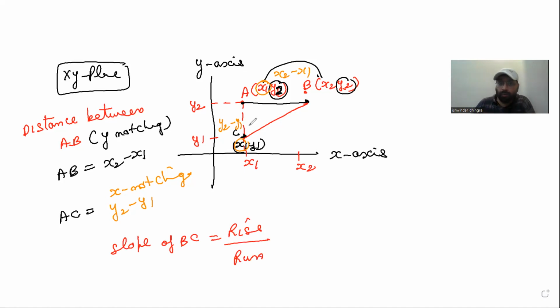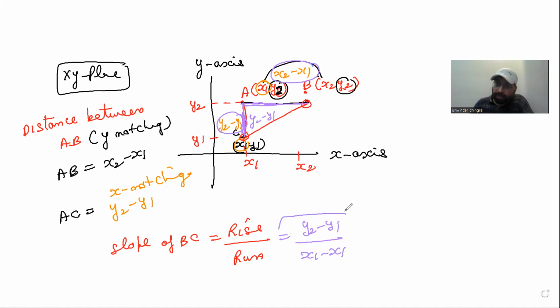You guys agree? Now, what is a rise? How much distance have we risen over here? Can you see this is a rise? This rise is Y2 minus Y1. I can proudly write over here Y2 minus Y1. Great. Now, what is the run over here? How much distance have we run? That is X2 minus X1.